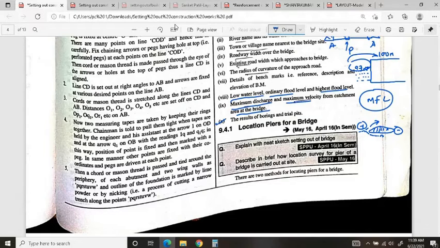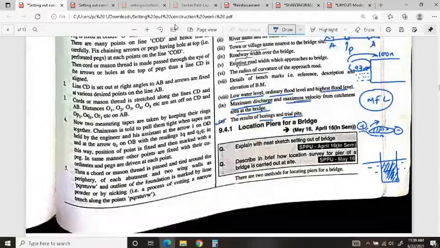Next, the results of borings and pits. If this is your water level, we will excavate until we get the hard strata, and we will provide the pillars or any kind of support. So all these things we have to consider before going for the construction of bridges.